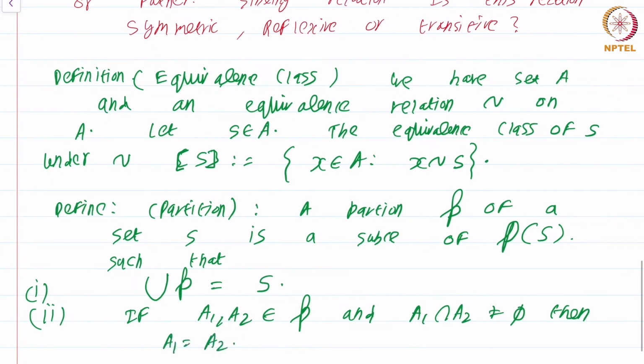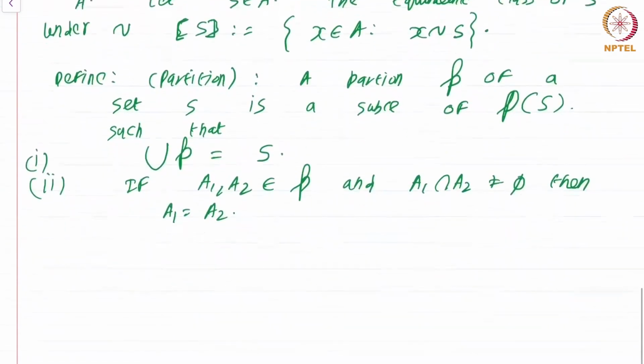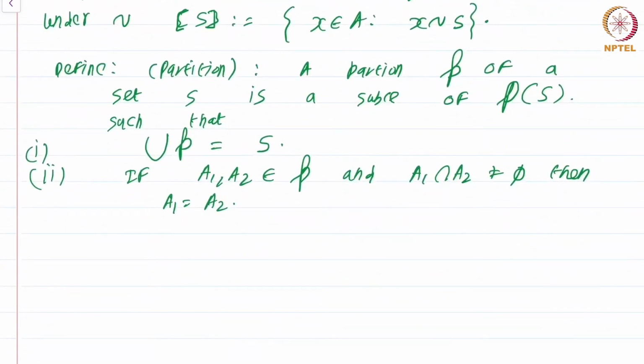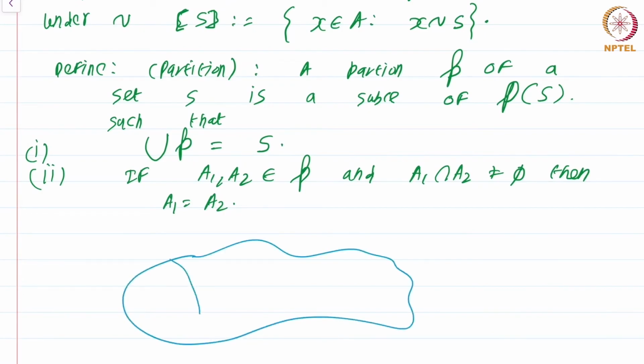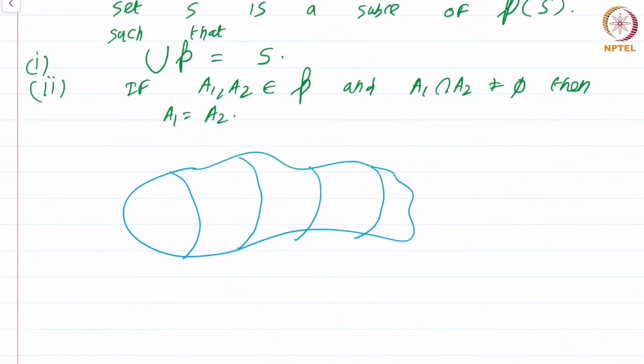So a partition of a set is nothing but breaking up the set into a number of pieces such that the pieces together give you back the set and no two pieces intersect. So it's a very intuitive thing. We can draw a picture for the partition. Suppose you have a set like this, some set. A partition is something that looks like this. Each constituent part is supposed to be one of the elements of the partition.